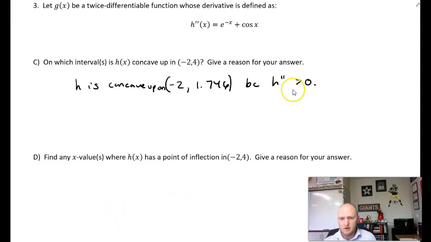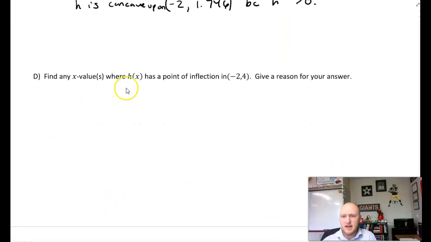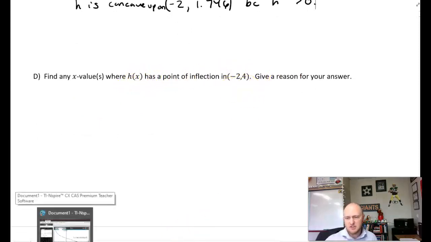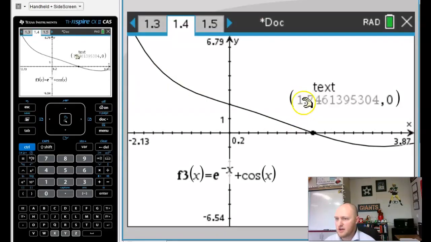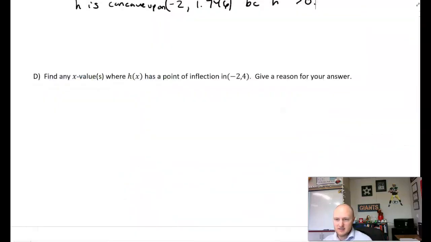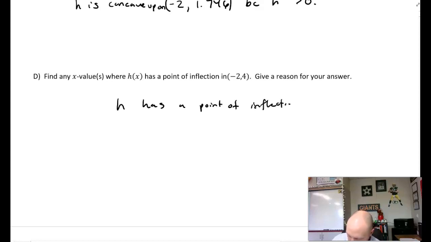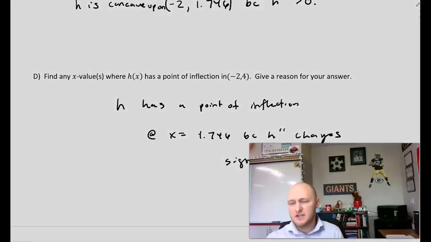All right, and the last question, D, where does h of x have a point of inflection in -2 to 4? Well, again, that's when our concavity changes. So looking at our function, that's going to change right here at 1.746. So h has a point of inflection at x equals 1.746 because h double prime changes signs. All right, that'll do it for this video, and that is how you analyze functions with a calculator. See you next time.